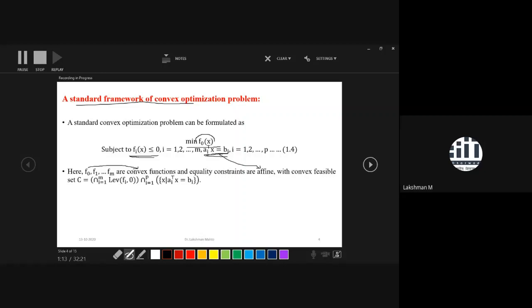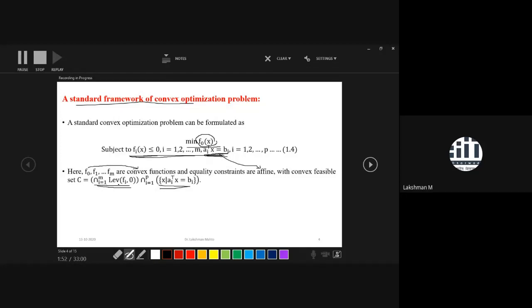Now if you solve these equalities and inequalities, you will get your feasible set. The feasible set of a convex optimization problem is the intersection of all level sets defined by the fi constraints along with the affine conditions. The intersection is coming with respect to the inequality constraints, and this set is coming with respect to the equality constraints, and both happen to be convex.